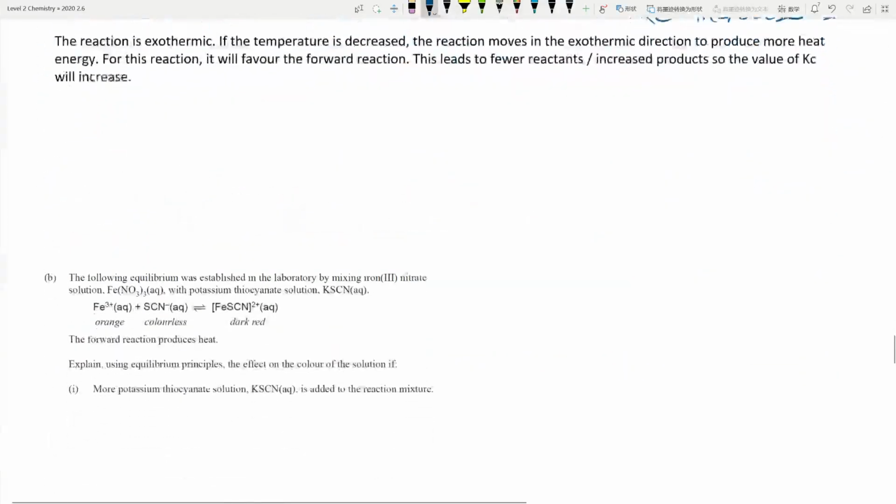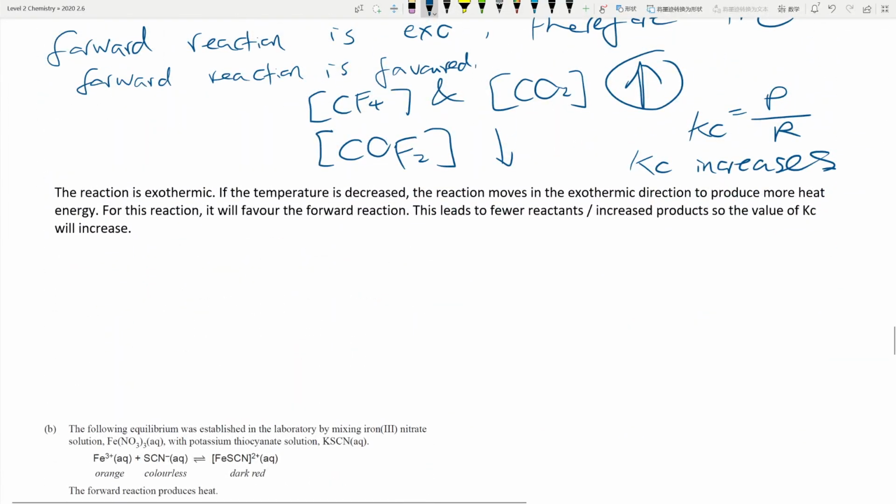Okay, so let's have a look at how they worded it. This question doesn't require you to write a lot. It's more of the thought process. Because the reaction is exothermic, that's what the question told us. Temperature decreases, the reaction favors the exothermic reaction to produce some heat energy to minimize the change. And therefore, for the forward reaction, that means you make more products, therefore Kc increases, because Kc is products divided by reactants.